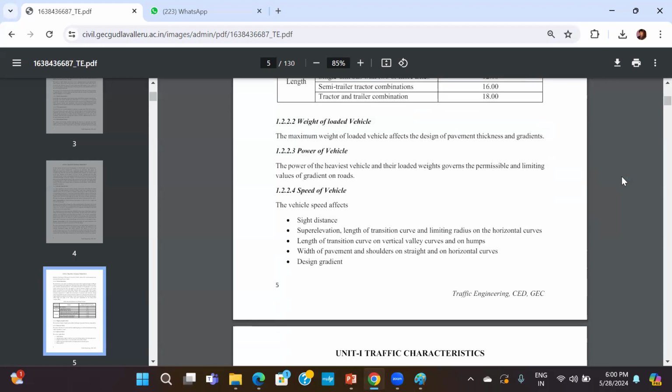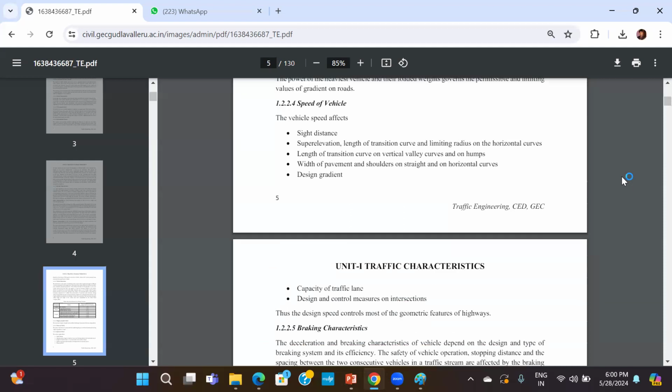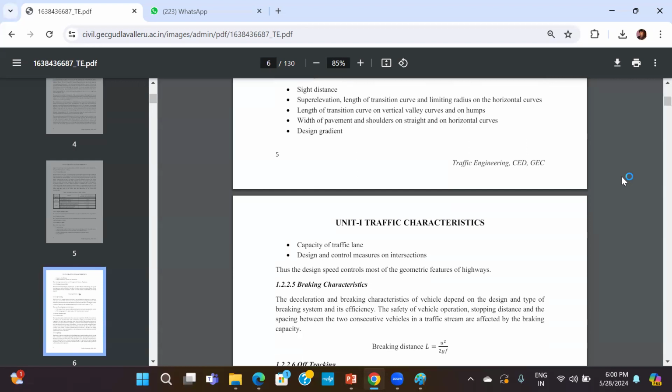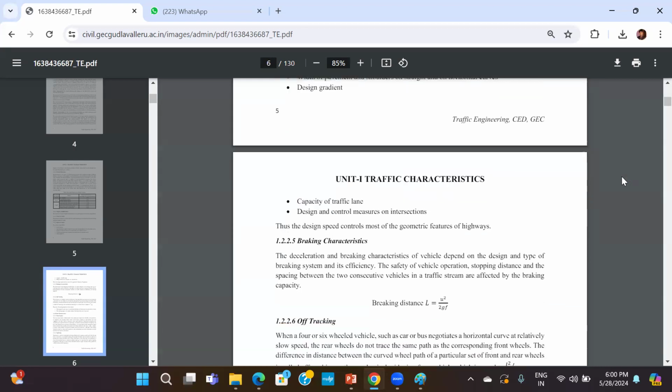So based on the speed of the vehicle, the vehicle speed affects sight distance, super elevation, and length of the transition curve. So we have seen in the second unit on geometric design that vehicle speed plays an important role. The length of the transition curve, width of the pavement, design gradient, and capacity of a traffic lane. The design and control measures on intersections: on intersections, speed is the major factor we have to consider.